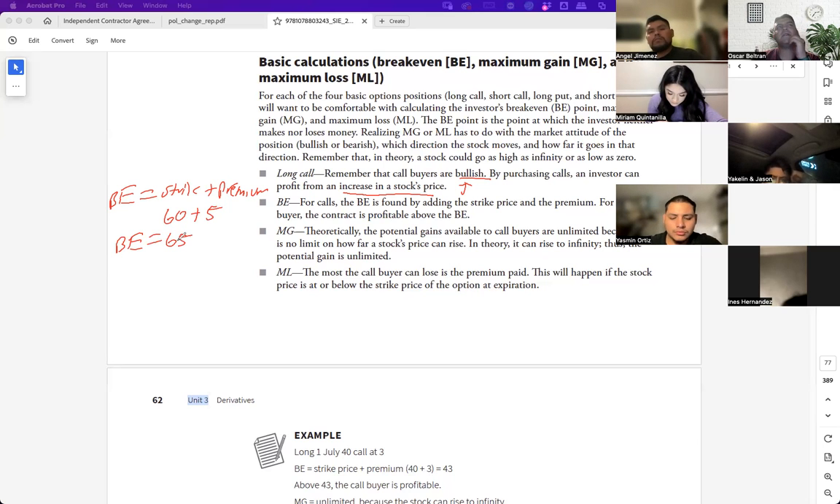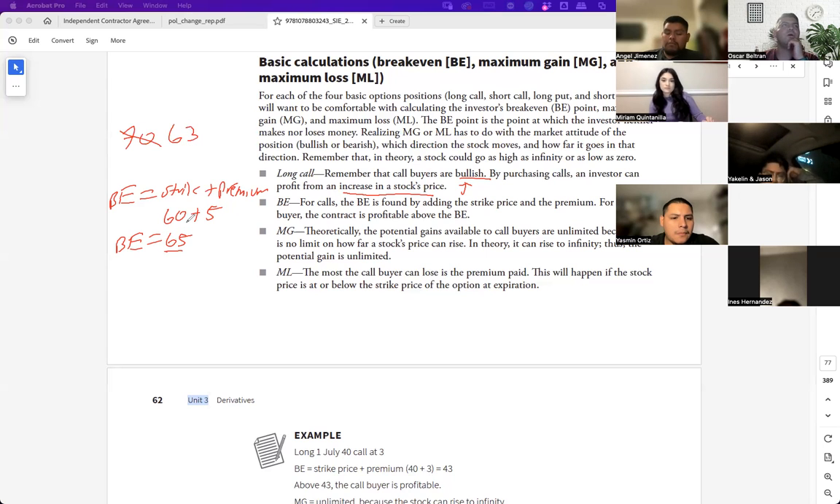Now let's say the current market price is 70. At 70, we're going to call the contract because we're above our break-even point. But if the current market price is, let's say, 63, at that point we're not going to call the contract because we haven't even reached our break-even point. We're going to lose more money if we call that contract at $63. So we'd rather just let it expire.